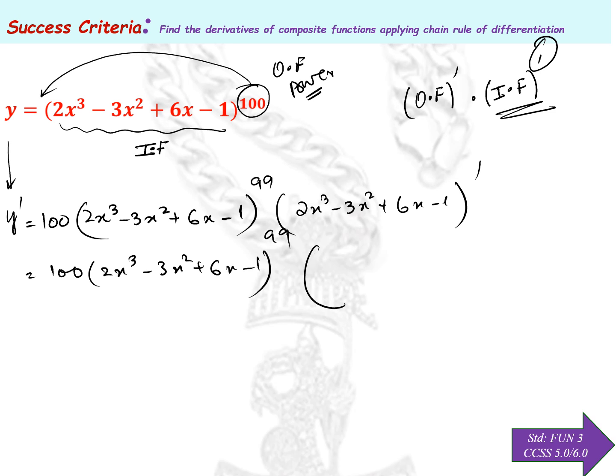Take the derivative of the inner function. So 3 times 2, 6x to the power of 2 minus 1, we don't write the 1. Plus derivative of 6x is 6. Derivative of 1 is 0, so no need to write. This is your answer.